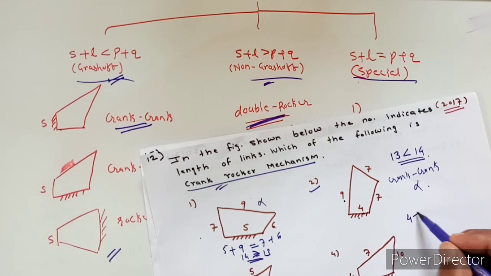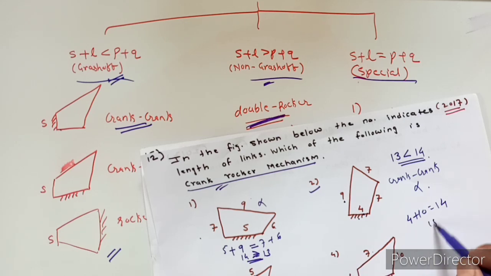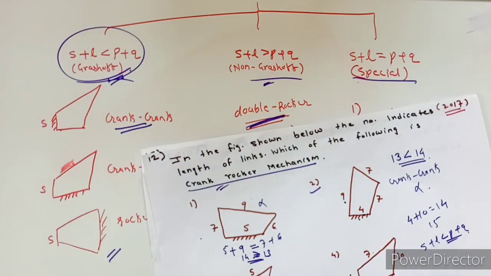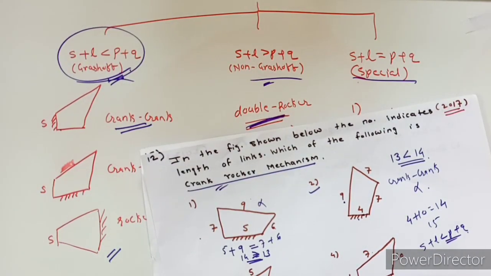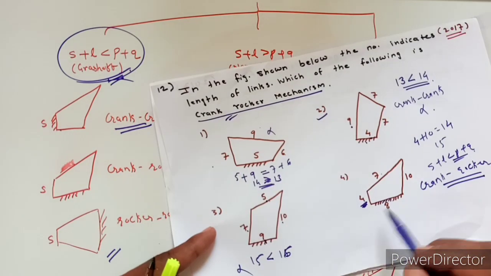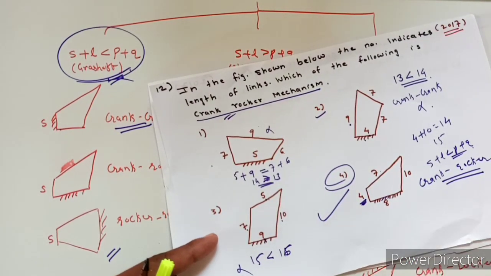Shortest link is 4, longest link is 10, so 14. Sum of the other 2 links is 15. So S plus L is less than P plus Q. This is a Grashofian linkage. The link adjacent to the shortest link is fixed. So this is a crank rocker mechanism. So this is the correct answer. Option number 4 is the correct answer.